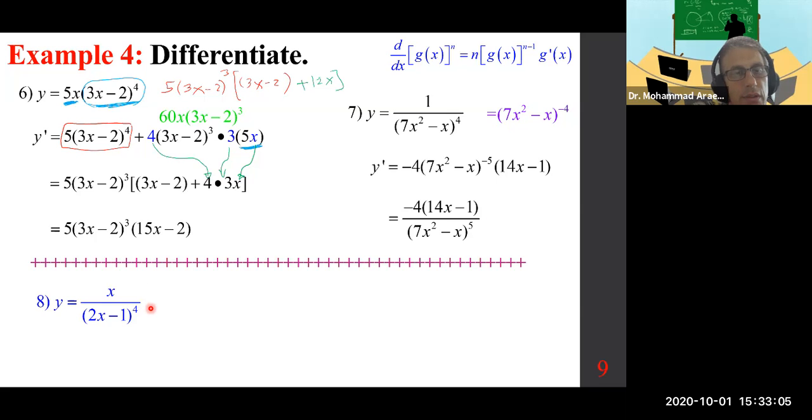All right, now we're going to use a combination of the quotient rule and the chain rule. How? Let's see. F prime g minus g prime f over g squared. The derivative of the top is 1 times the bottom, minus. Now here's the chain rule. The bottom needs a chain rule. What is the derivative of that? 4 times 2x minus 1 cubed times the derivative of the inside, which is 2, and then times the top, x.